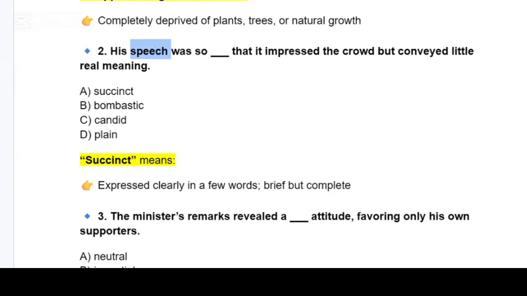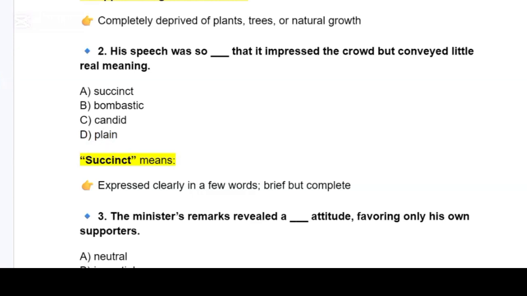He delivered a speech in which he impressed the crowd, but his speech was not conveying real meaning. The options are succinct, bombastic, candid, or plain. Succinct is not the correct option. Bombastic means using too many words to impress others with your words, but not sharing any meaningful conversation. Candid is very polite and meaningful, and plain is also very simple, not bombastic, conveying the real meaning in simple words.